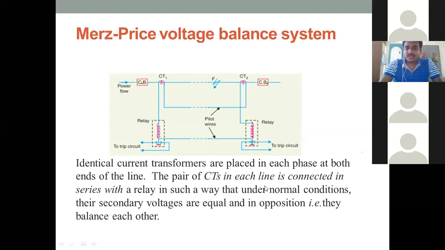The pair of CTs in each line is connected in series with the relay in such a way that under normal condition there will not be current flowing through the relays. Only at a fault condition will current flow. That means in normal condition the current will be the same, and the voltages are equal and in opposition, so they balance each other.